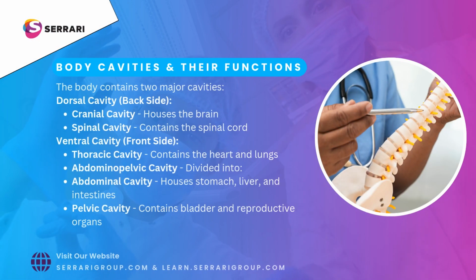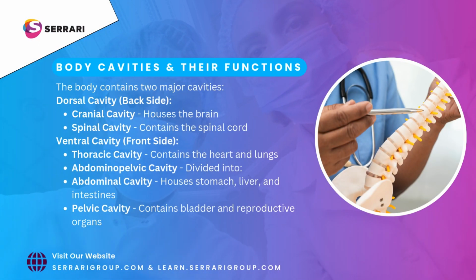Body cavities and their functions. The body contains 2 major cavities. Dorsal cavity, backside. Cranial cavity houses the brain. Spinal cavity contains the spinal cord. Ventral cavity, front side. Thoracic cavity contains the heart and lungs. Abdominopelvic cavity divided into. Abdominal cavity houses stomach, liver, and intestines. Pelvic cavity contains bladder and reproductive organs.